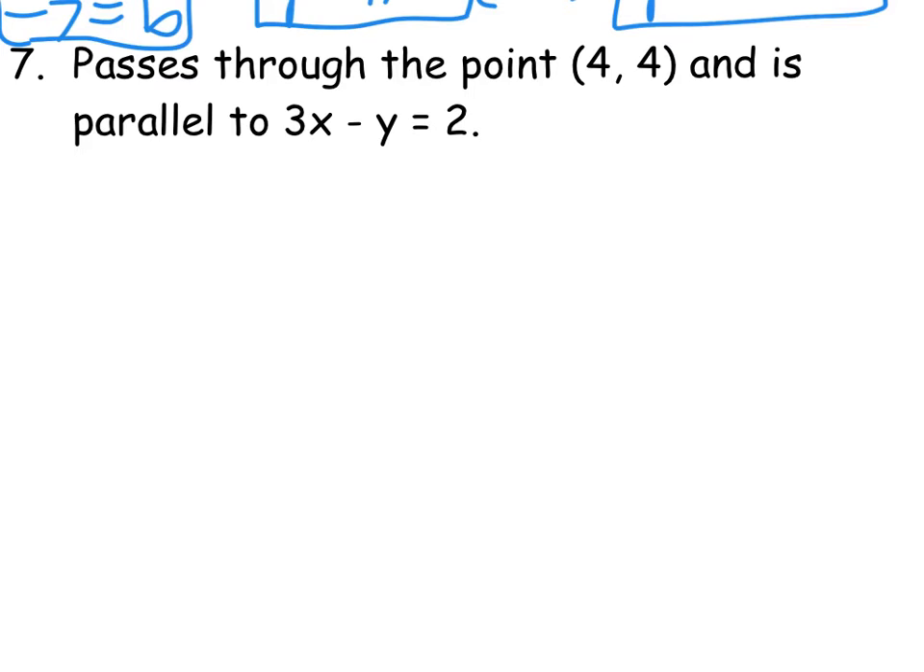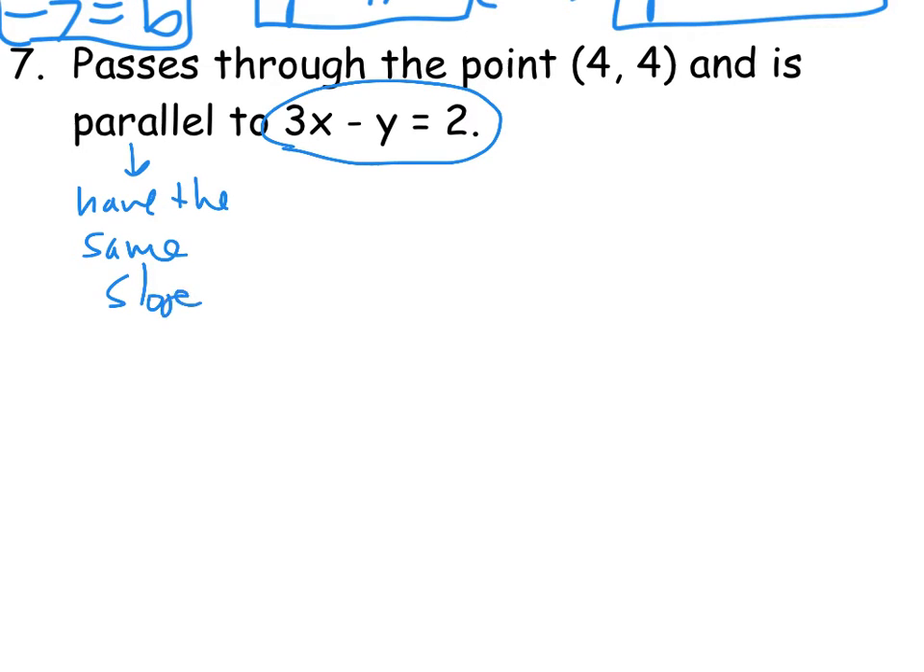Number 7 here passes through the point 4, 4 and is parallel to this line. Okay, parallel and perpendicular lines. Parallel lines have the same slope. So I need the slope of this line because that line is going to have the same slope as the line that we're going to write here in a little bit. So we have to put this in slope-intercept form. We have to solve for y.